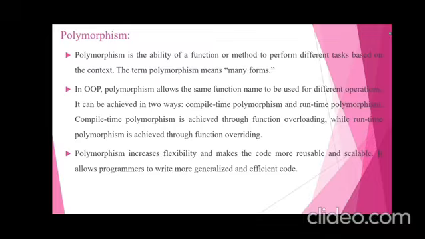The next one is, polymorphism increases flexibility and makes the code more reusable and scalable. It allows programmers to write more generalized and efficient code. Here it means polymorphism allows us to use the same function in different ways, making the program more flexible. It also helps in reusing code and makes it easier to expand the program when needed. Instead of writing separate code for each case, we can write one common function that works in multiple situations, which improves efficiency and reduces code duplication.